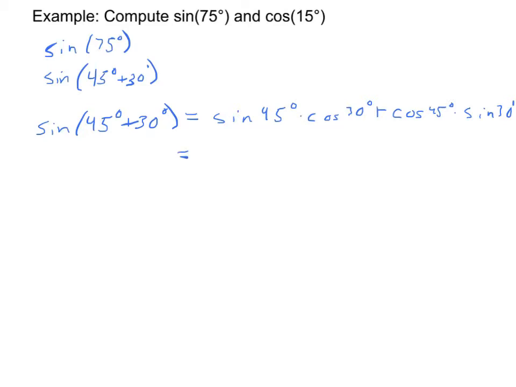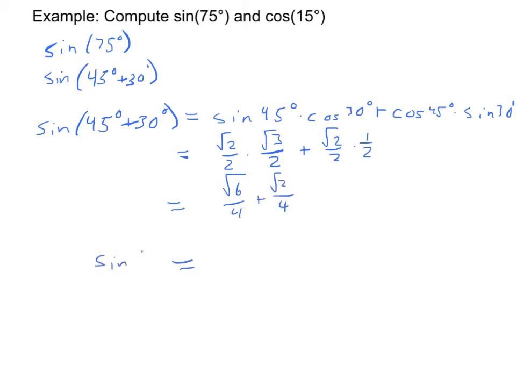So now I can go back and simplify this. Right? This is the square root of 2 over 2 times the square root of 3 over 2 plus the square root of 2 over 2 times 1/2. This is going to give me the square root of 6 over 4 plus the square root of 2 over 4. And so I end up with my value of the sine of 75 degrees being the square root of 6 plus the square root of 2 over 4.